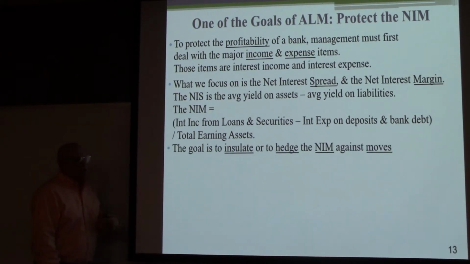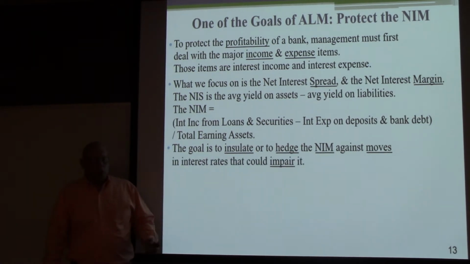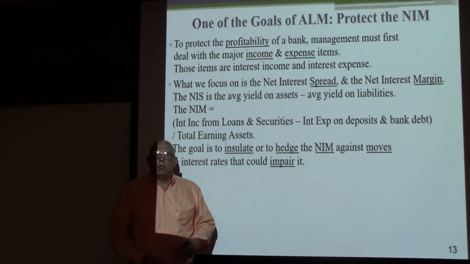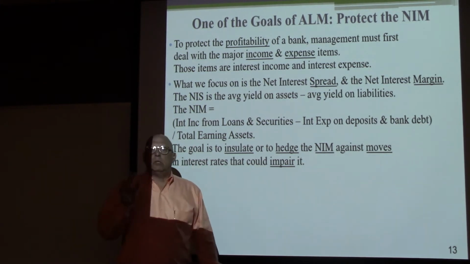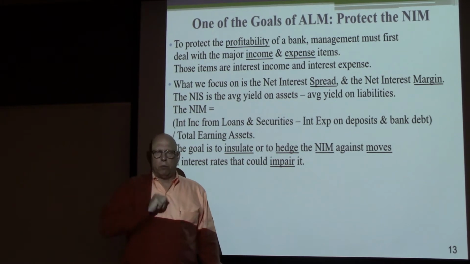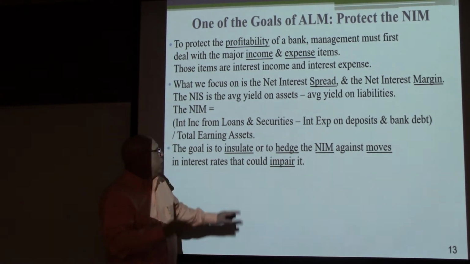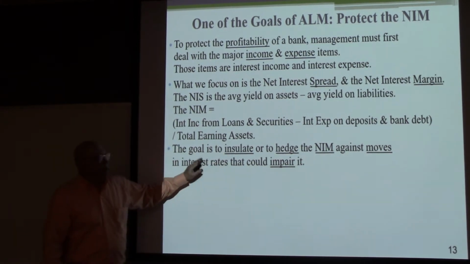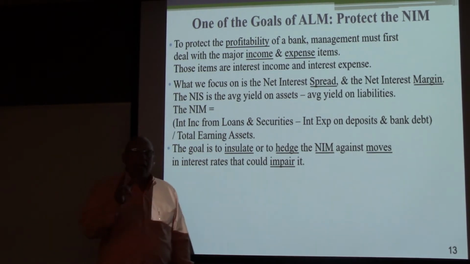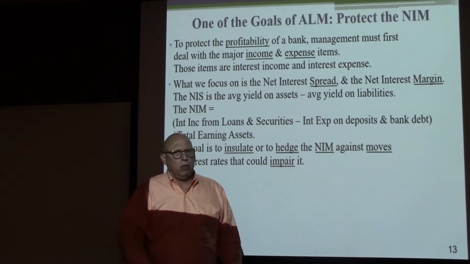The goal is to insulate or hedge the net interest margin against moves in interest rates that could impair it. We will see that in some environments, if interest rates go down, that's bad for banks. In some environments, if interest rates go up, that's bad for banks. So we'll take a look at all the different things that can happen. All right, and it just makes you aware that managing a bank is a tricky thing.